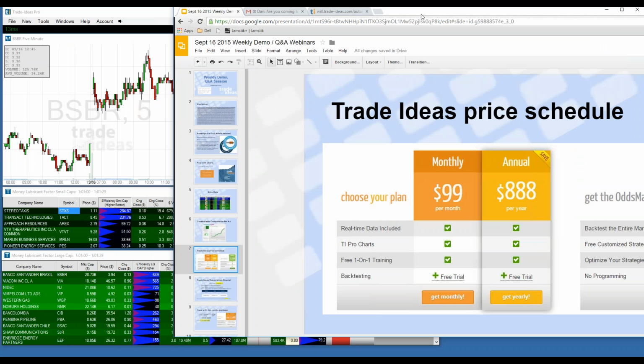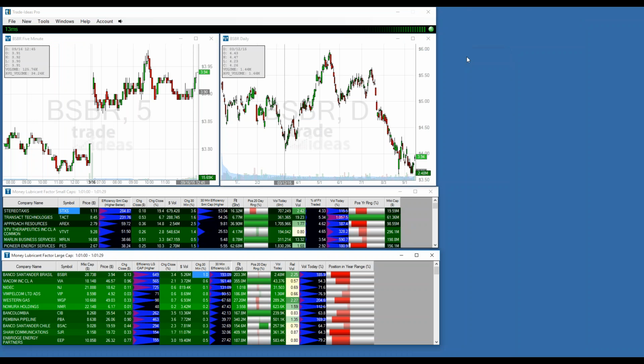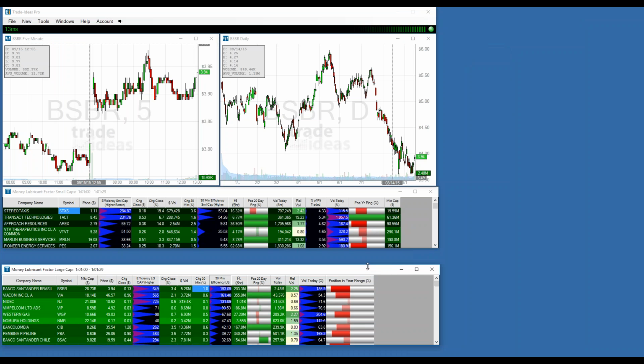So let me minimize. Dan, maybe you could show Greg. He asked an interesting question: how to create an alert window starting with a Topless window. It's a great question, and I would categorize that more as an advanced one, but let's go for it.